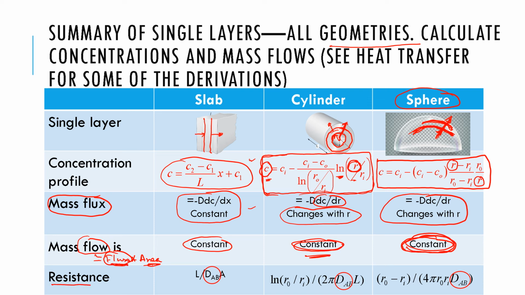Finally, the resistance for the slab was derived as L over D_AB A, and totally analogous to heat transfer, the resistances for cylinder and for sphere are written here, where all we did is substitute for k, the thermal conductivity, the mass diffusivity here. So that summarizes the single layer problems in slab, cylinder, and spherical geometry.